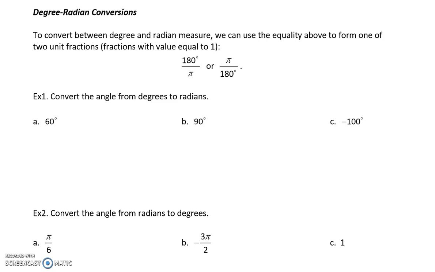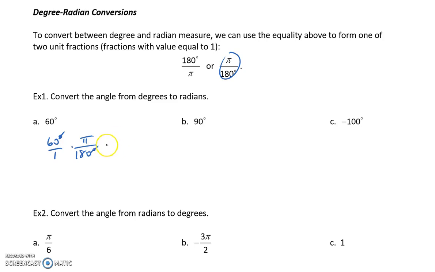Let's show how this would work with a few examples. Convert the angle from degrees to radians, 60 degrees. What I might suggest you do here is start by writing this as 60 degrees over 1. And since we're trying to convert to radians, we're going to use this second version, pi over 180 degrees. We're going to multiply by pi radians over 180 degrees. The reason we choose the second version is we want to cancel degree measure and replace it with radian measure. And notice that you're going to be able to cancel degrees with degrees by putting 180 degrees in the denominator.